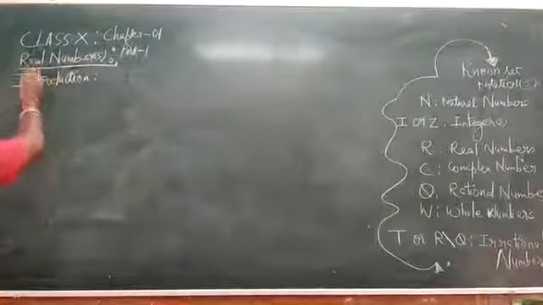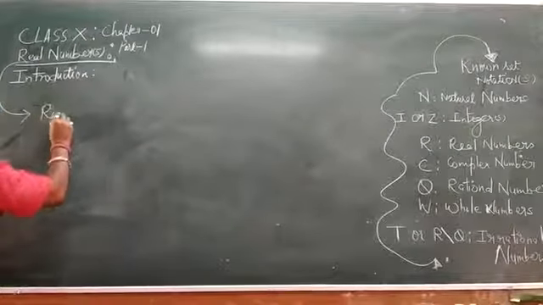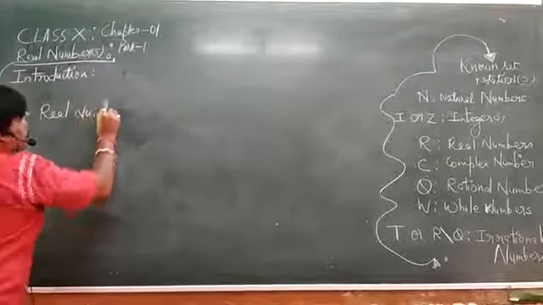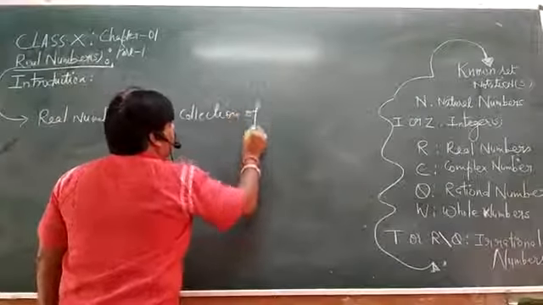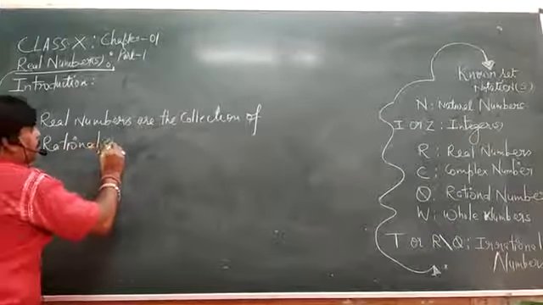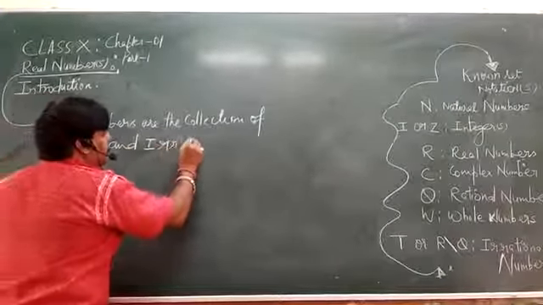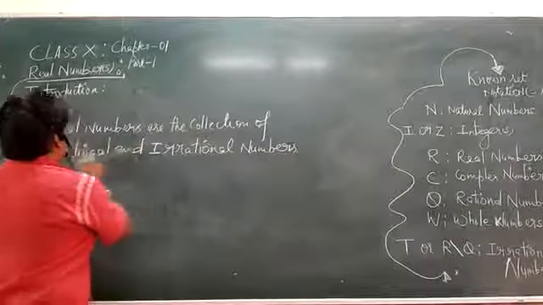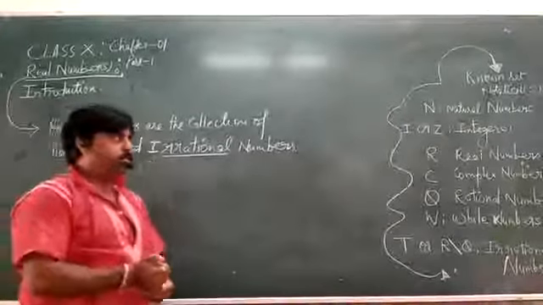So real numbers. If we talk about the real numbers, real numbers are the collection of rational and irrational numbers. So real numbers are the collection of rational and irrational numbers. But before understanding rational and irrational, there are a few more things we would like to discuss.